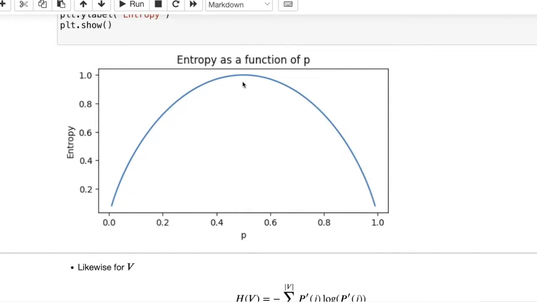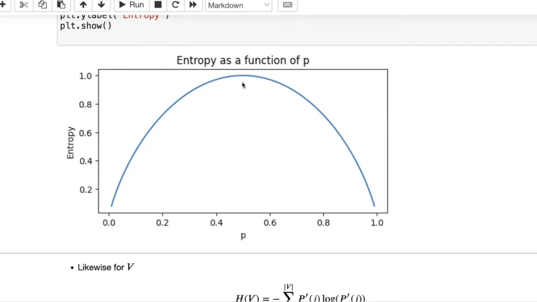And this makes sense, right? Think about it as flipping a coin. You have the maximum amount of information when you have the highest level of uncertainty. If you know that when you flip a coin, you always get heads, there's no uncertainty, so there's no information. But once you don't know, then you have 1 unit of information, which is 0 or 1, or heads and tails. So that's the idea of entropy.